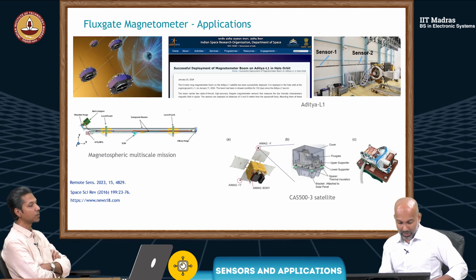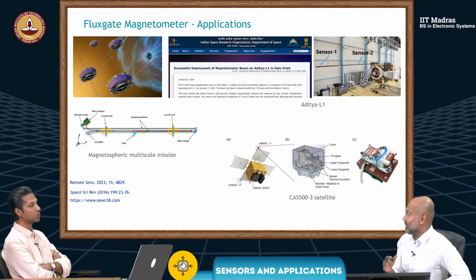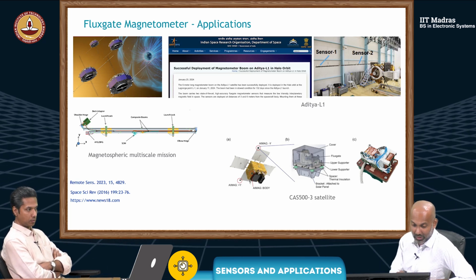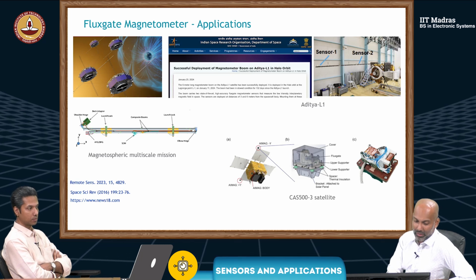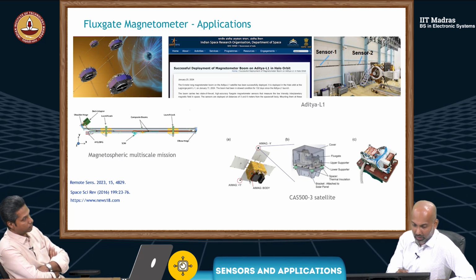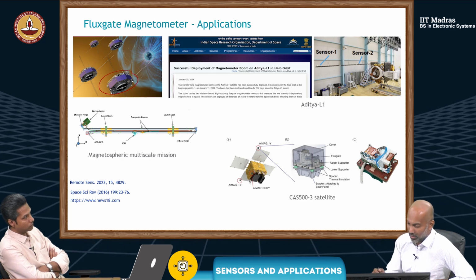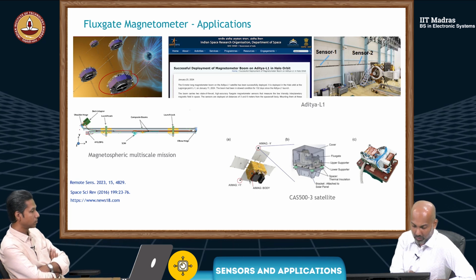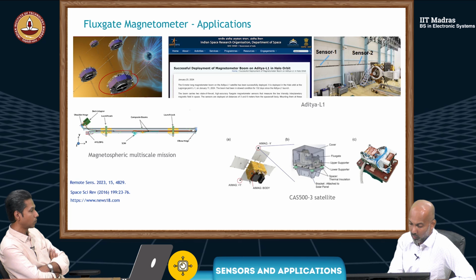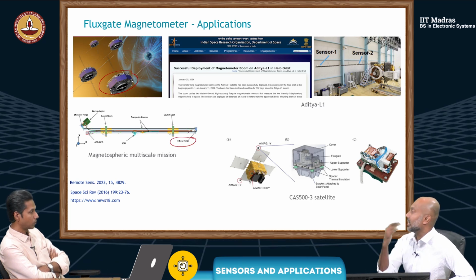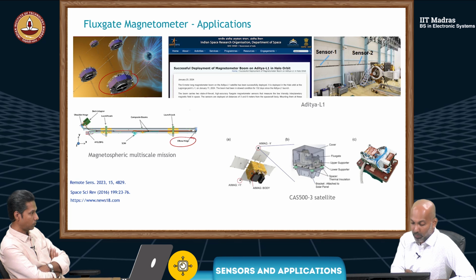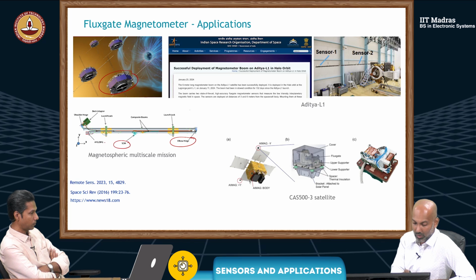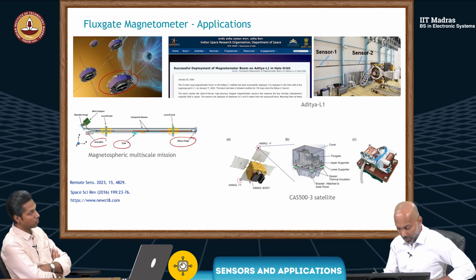Now, just to get an idea, these are some of the space missions that have used Fluxgate magnetometers. Generally, these space systems have what you call a boom. A boom is something like this. It has an elbow or hinge, and you can extend this boom. And this boom has such called magnetometers or Fluxgate meters.